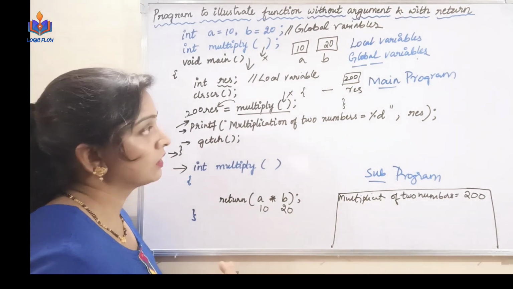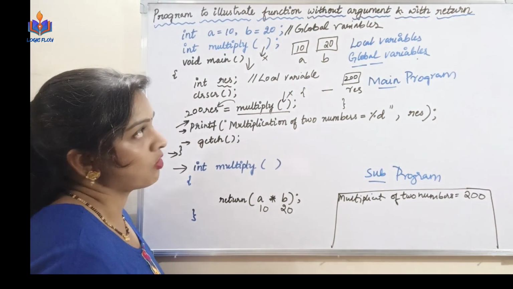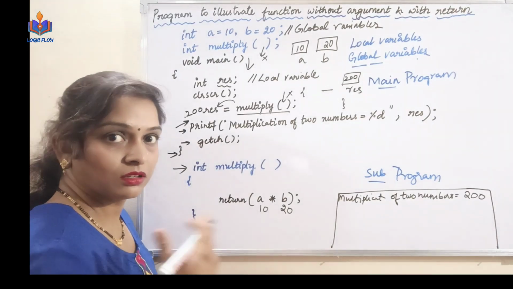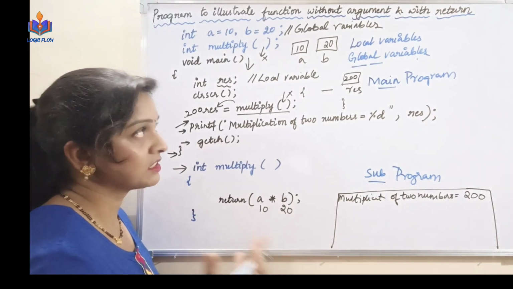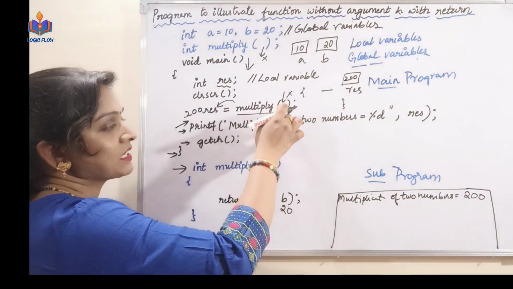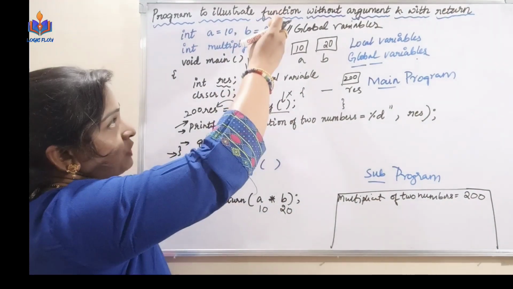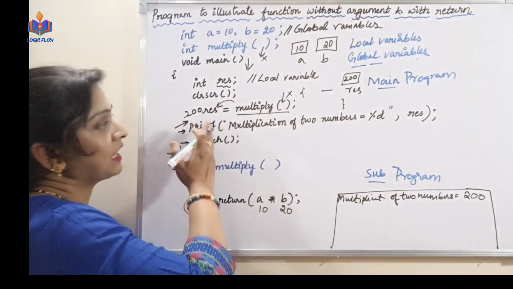This is what function without any arguments and return. It is not taking any input, but it is returning some value. So here I am not passing any input, but some computation is done with the help of global values. So it is returning that result.